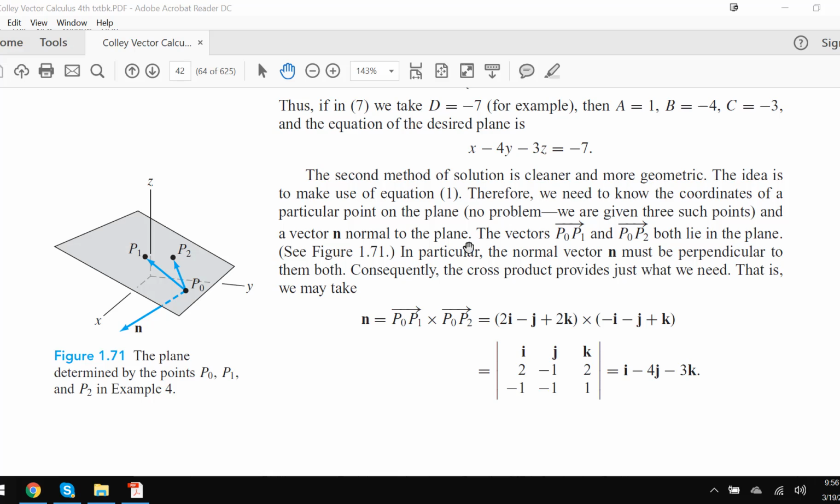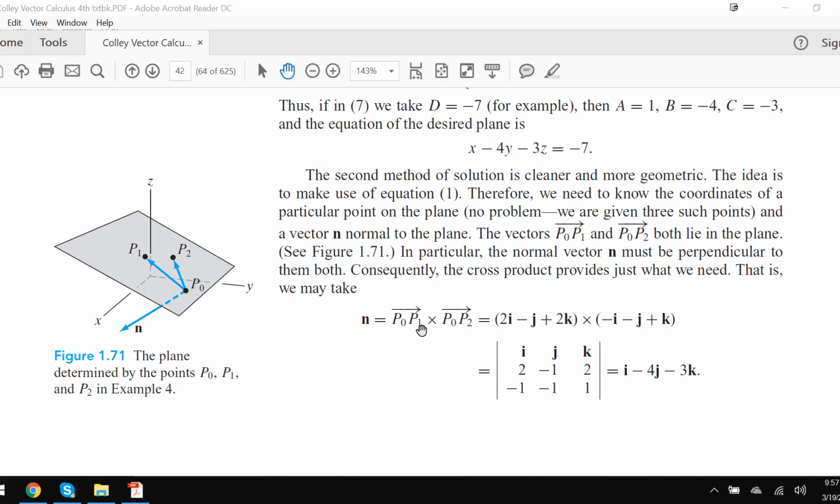How do we get a normal? So do you have an idea of how we can get a normal? We'll use the cross product, because since we have 3 points, P0, P1, and P2, we can easily generate 2 vectors in the plane. Then we can take the cross product of these 2 vectors and get a normal to these 2, and therefore a normal to the plane. So that's what we do.